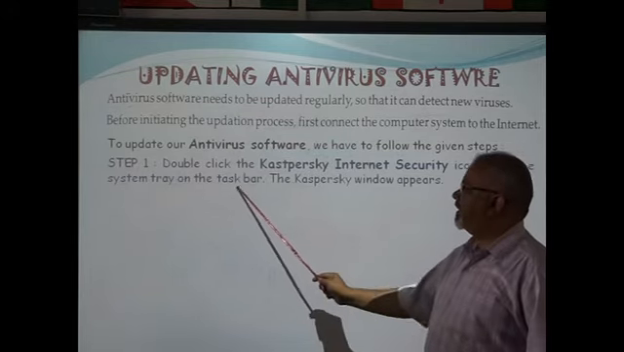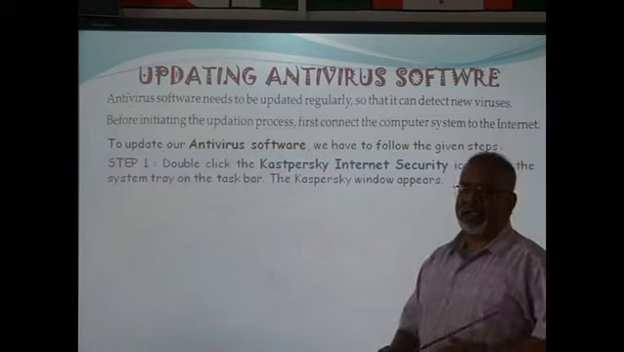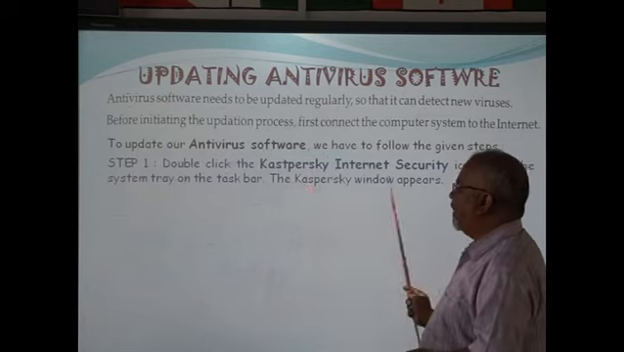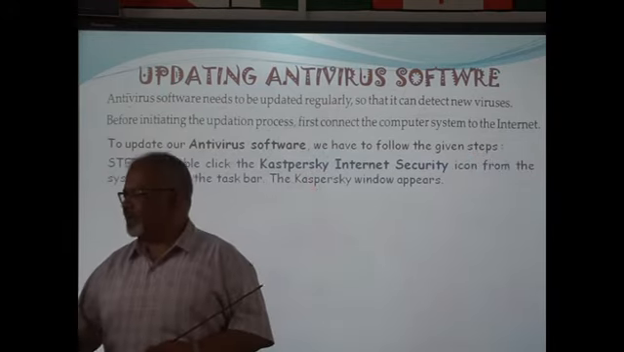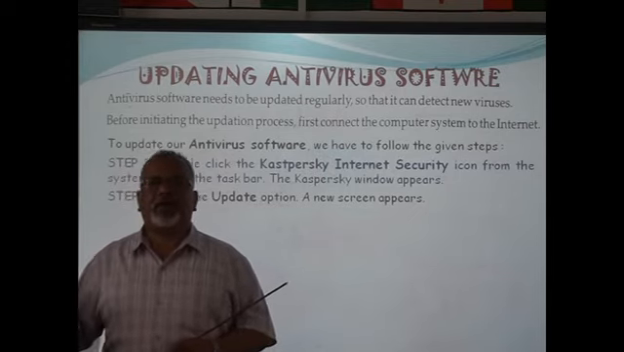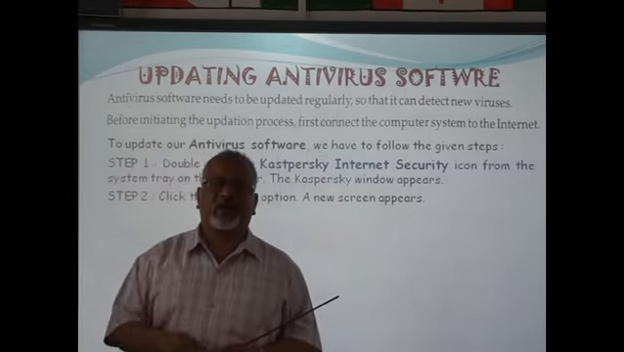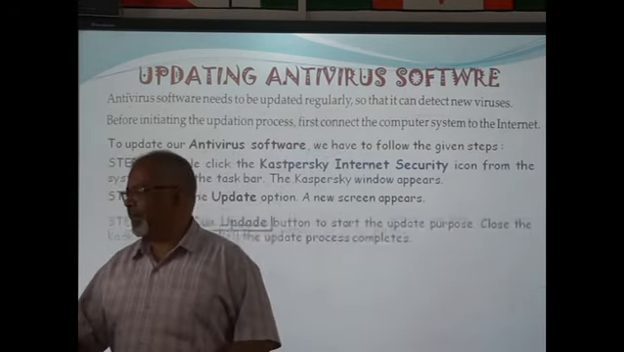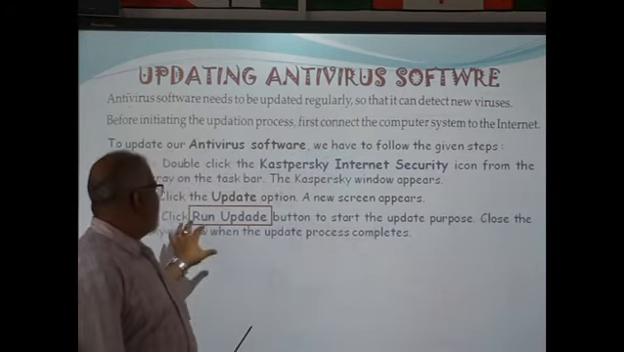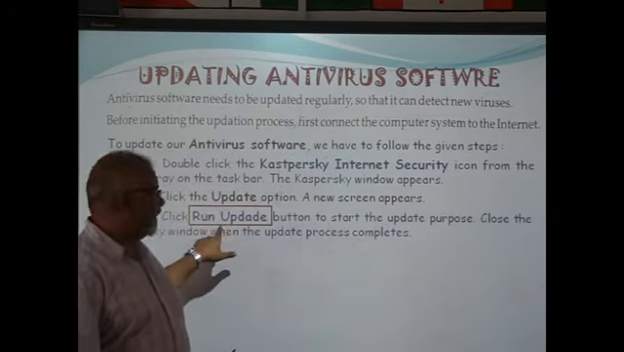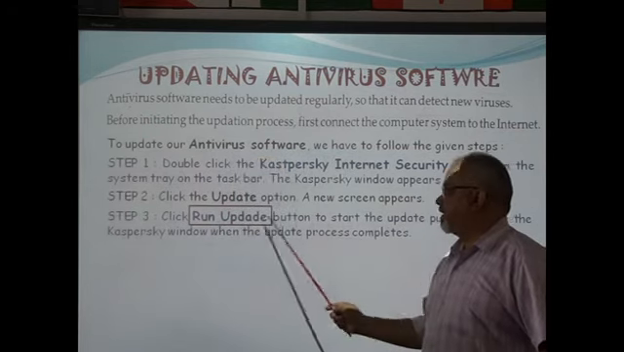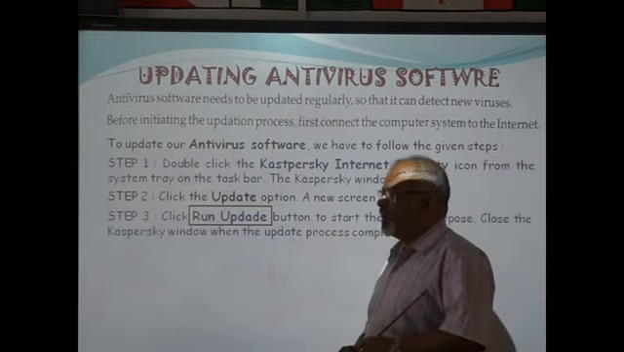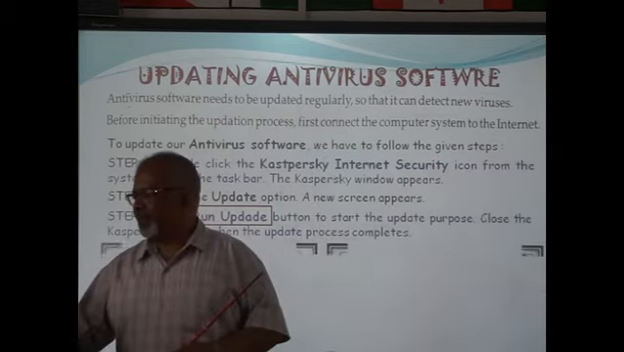On the right hand side you can see Kaspersky or whatever software you are using. So double click that. The Kaspersky window will appear as it was shown in the previous one. This time you will not go for scan. You have to click update because you want to update your antivirus software. And once you do that, you have to click run update. There is a button like this only. Run update button to start the update process. And once it is done, you can close the Kaspersky window.